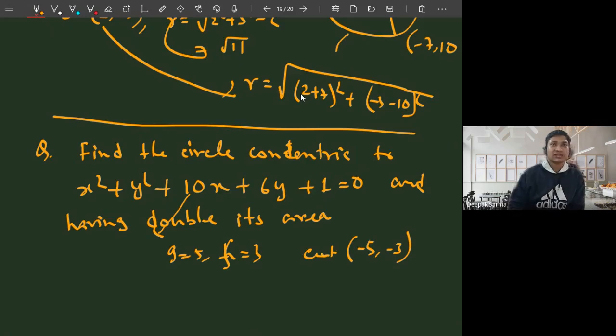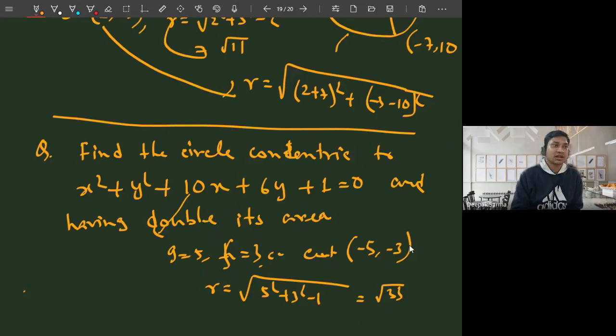But what is given? The new circle has area double to that one. So from this one we can find, because here C is equal to 1, r is equal to root over 5 square plus 3 square minus 1. Now if the new circle has radius, suppose capital R, then what is the area of the new circle? It is pi R square. What is the area of the old circle? Pi small r square, that is root over 33 whole square.